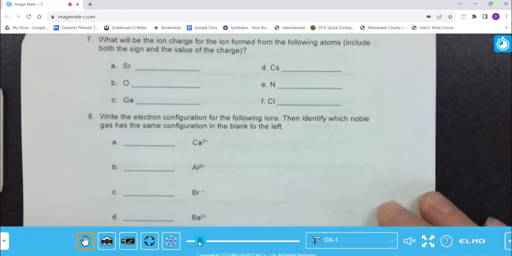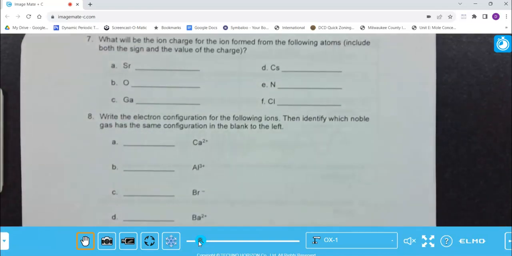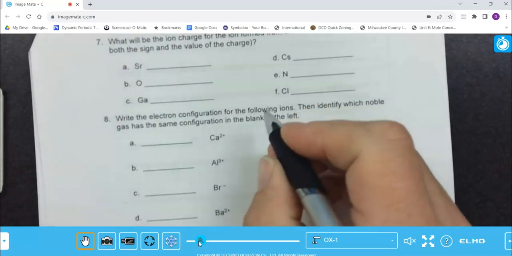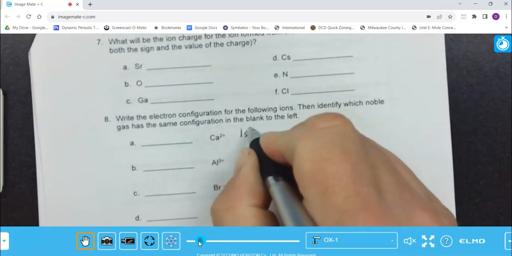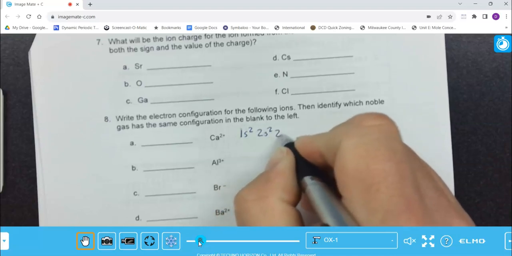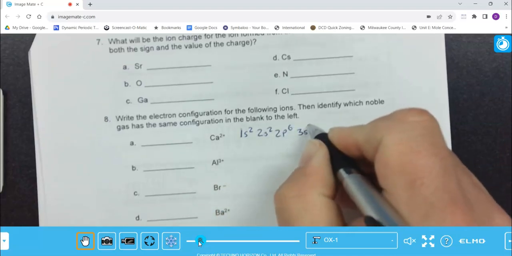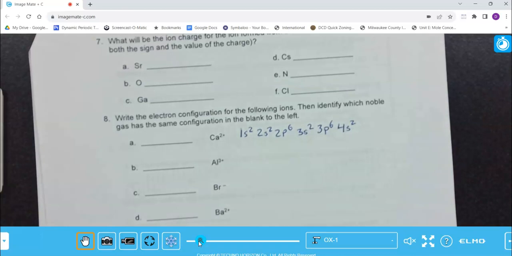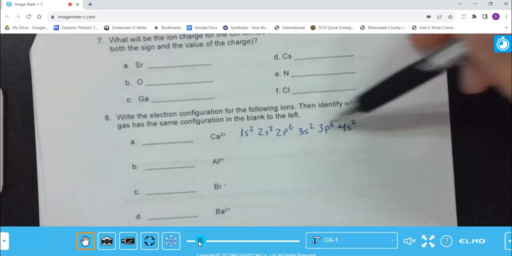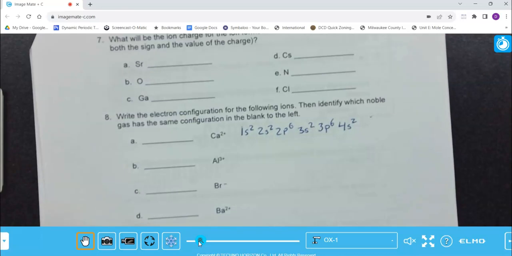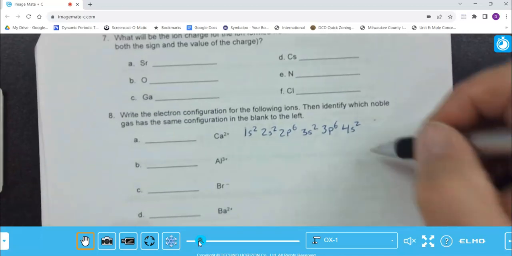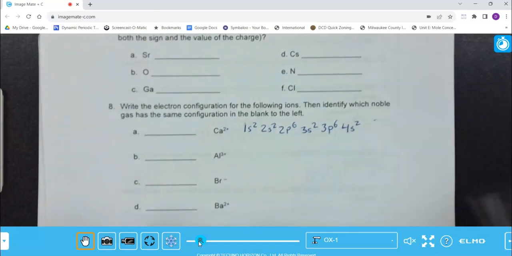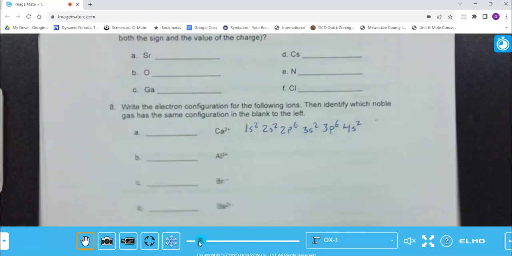Last topic, if you need to write the electron configuration for an ion. So when I am doing this, I always start by drawing the electron configuration normal. So for calcium, the normal electron configuration is 1s2, 2s2, 2p6, 3s2, 3p6, 4s2. That's calcium. Calcium has 20 electrons, and if you add up all the superscripts, you get 20. Or I could use a periodic table, look at where calcium ends, and when I find that, I would find that it is in the 4s2 block.